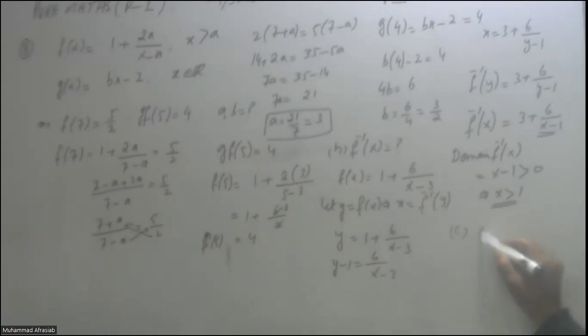So for part C, f inverse of x is already equal to 3 plus 6 over x minus 1, which we calculated in the previous part. So this is the answer for the last part of question number 8 part C.